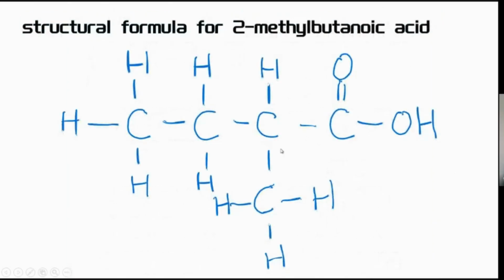Okay, then butanoic acid, a carboxylic acid. So butanoic acid has 4 carbons, 1, 2, 3, 4. It has COOH, the carboxyl group. So C bonded to O and OH. Then at carbon number 2, it has 1 branch with 1 carbon. So this is 2-methyl butanoic acid.